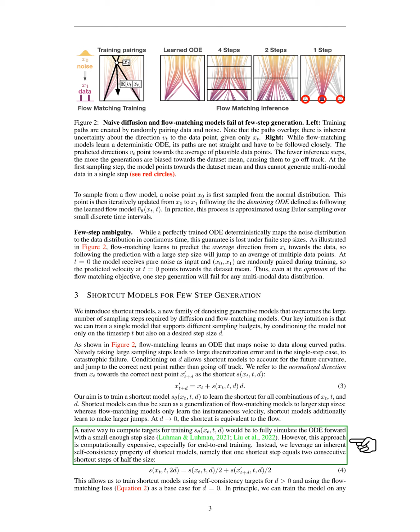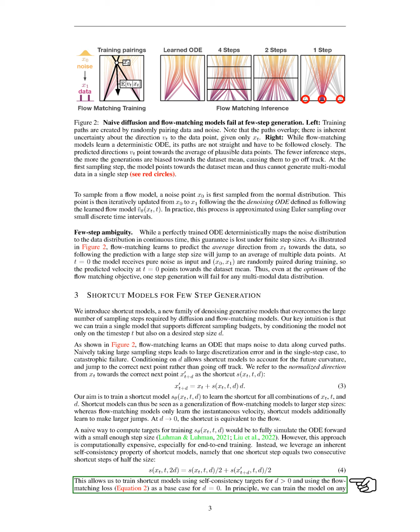Instead of simulating the entire process with small steps, which is computationally expensive, we utilize a self-consistency property. One shortcut step can be seen as two smaller steps combined. This lets us train the model effectively for larger step sizes while still using flow matching for small steps.